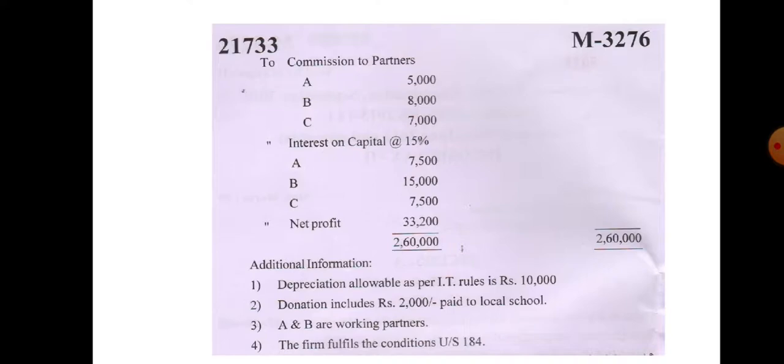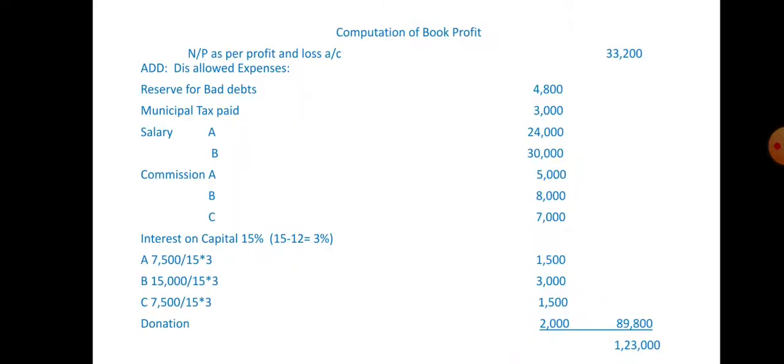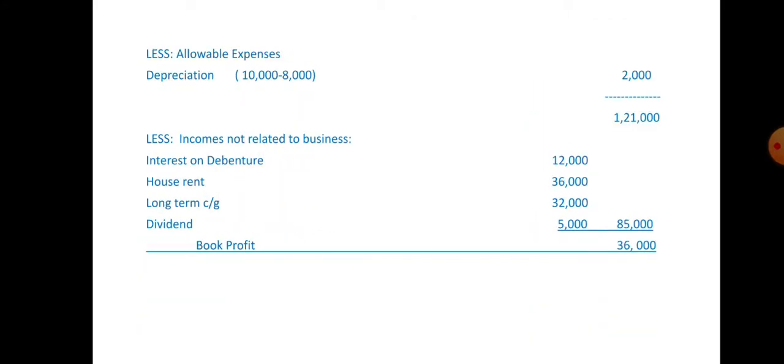2,000 more is to be deductible. So in the allowable expenses head, you take depreciation, that is 2,000. There are no other expenses to be taken on the allowable expenses head. You take the difference. So 1,23,000 minus 2,000 means you will get 1,21,000.